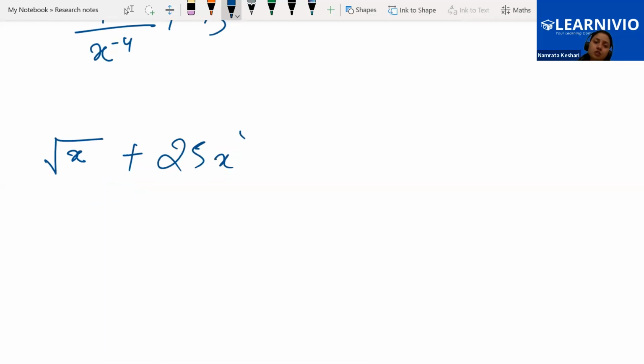Okay. Now, the next example: if the question is like this, under root x plus 25 x square plus 3, is it a polynomial? What does under root mean? Under root means square root.